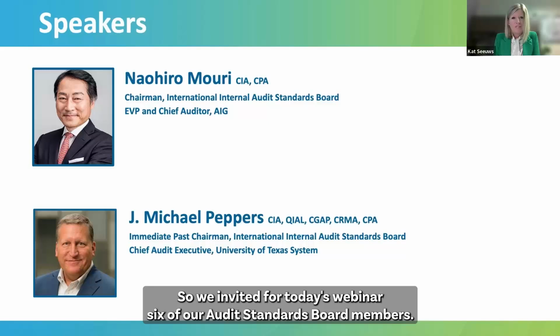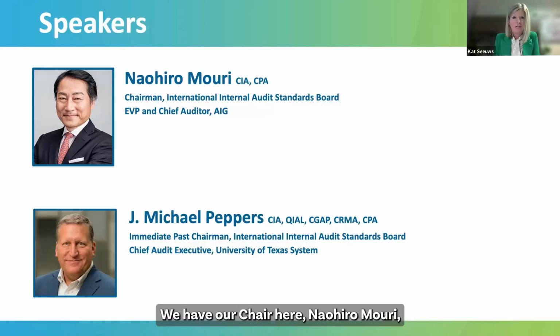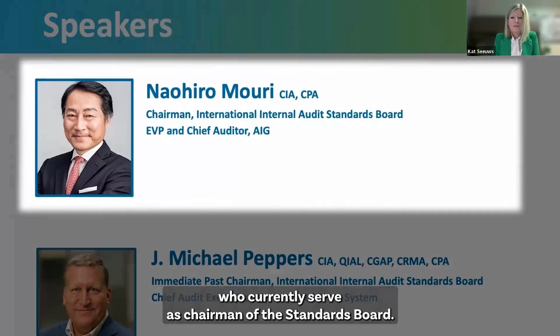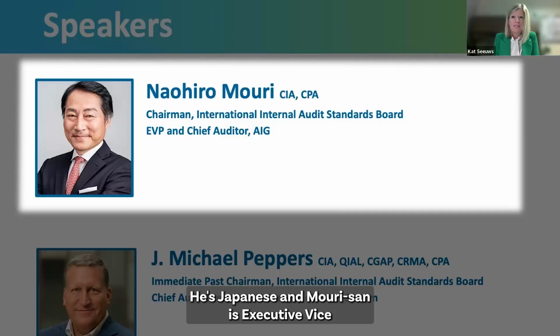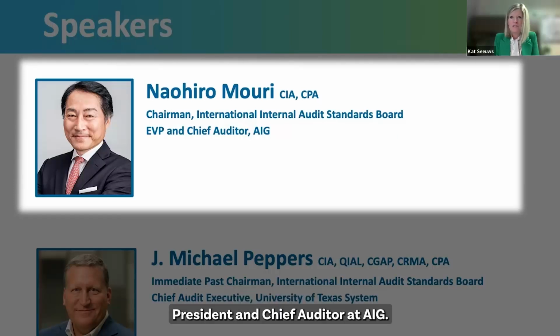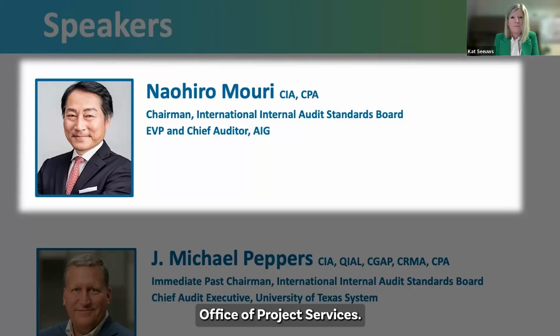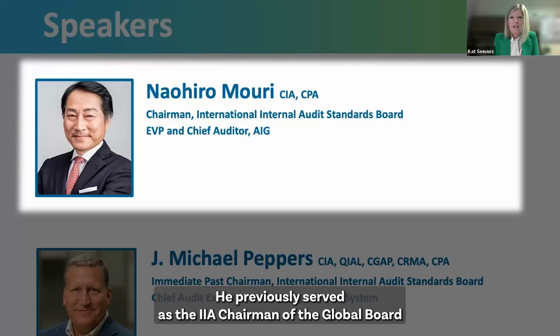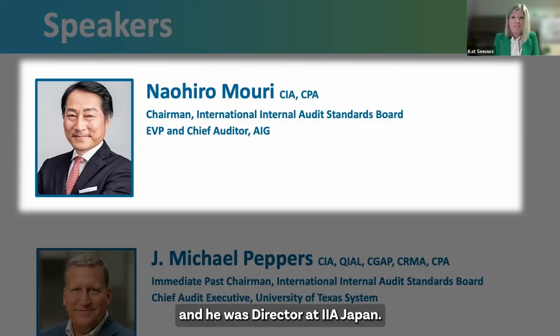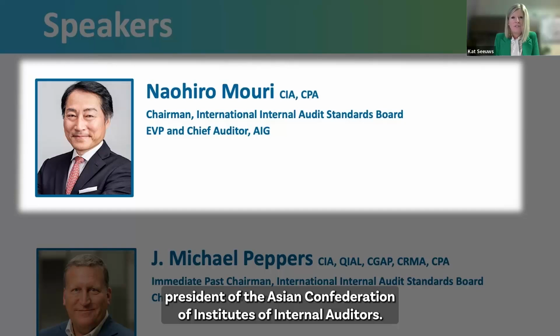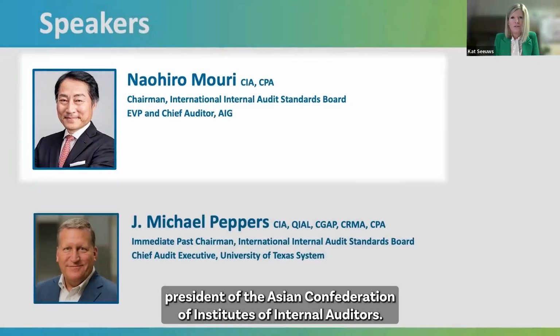So we invited for today's webinar 6 of our Audit Standards Board members. We have our chair here, Naohiro Mori. He currently serves as chairman of the Standards Board. He's Japanese. And Mori-san is the Executive Vice President and Chief Auditor at AIG. He's the incoming chairman of the Audit Committee for the United Nations Office of Project Services. He previously served as the IIA chairman of the Global Board, and he was director at the IIA Japan. He's also past president of the Asian Confederation of Institutes of Internal Auditors.